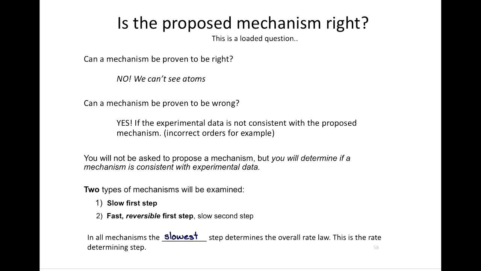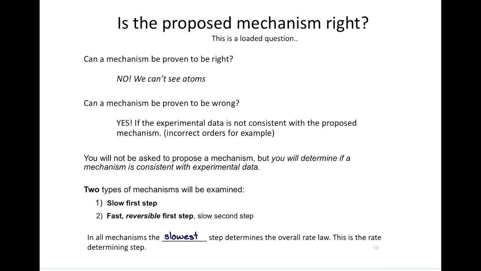But can a mechanism be proven wrong? Yes, it can. If we propose a mechanism and it's not consistent with the rate law, then that mechanism is not right. So we can prove mechanisms wrong, but we can't actually prove them right. So instead, we ask, is the mechanism consistent with the rate law? Or is it consistent with experimental data? That means from the experimental data, you need to figure out the rate law and then compare that to the rate law of the mechanism and see if they match.